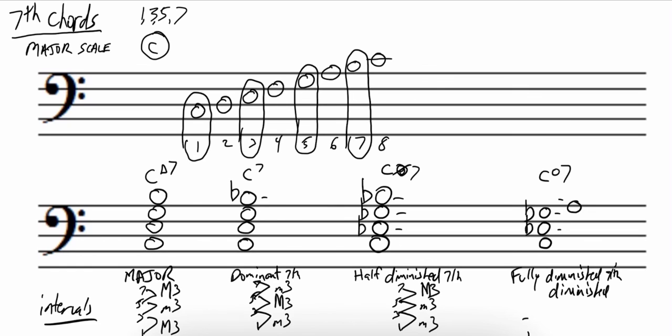Finally, for the fully diminished, or just the diminished seventh, the interval between the first and the third is a minor third. The interval between the third and the fifth is a minor third, and the interval between the fifth and the seventh is also a minor third. This has been an introductory lesson to seventh chords.